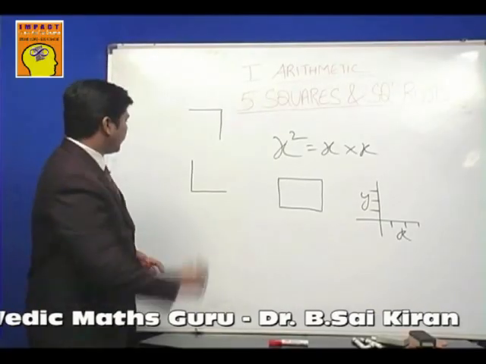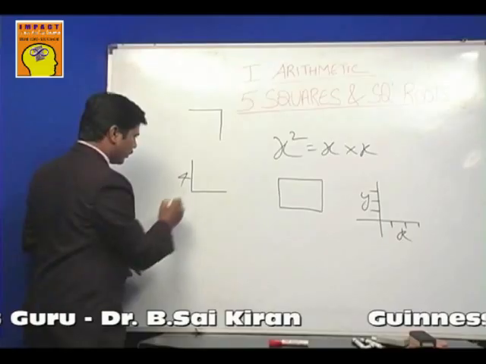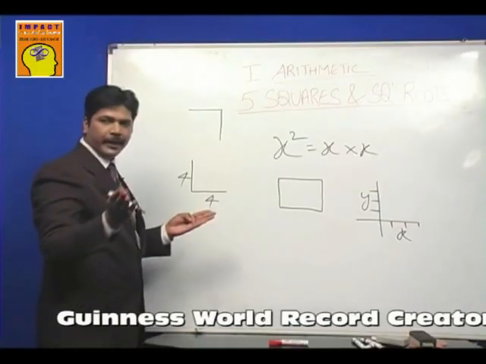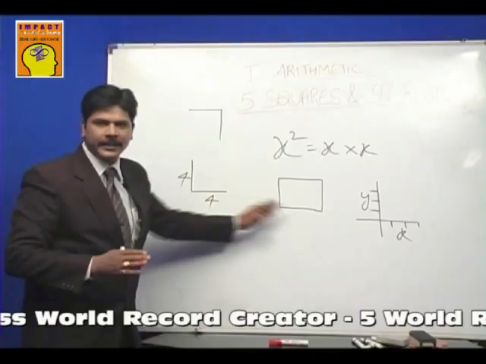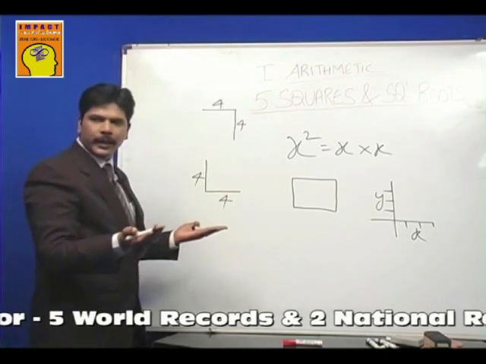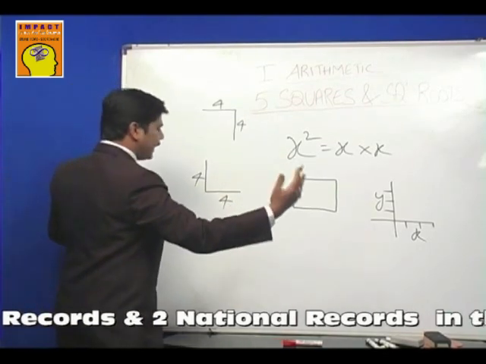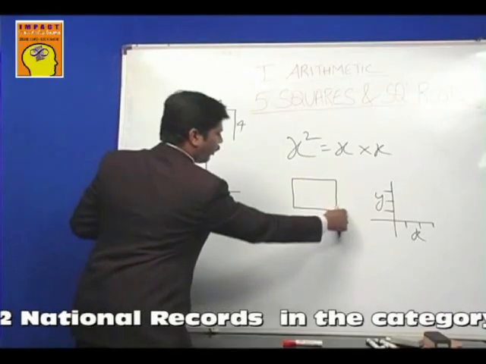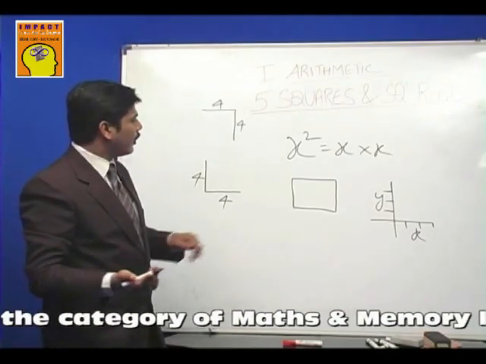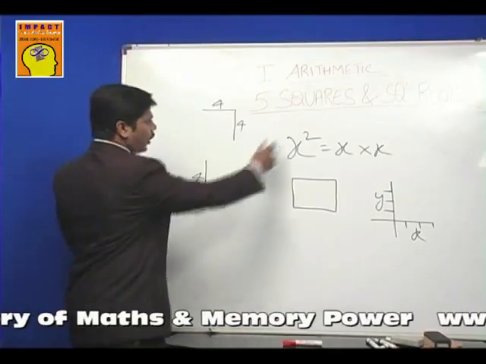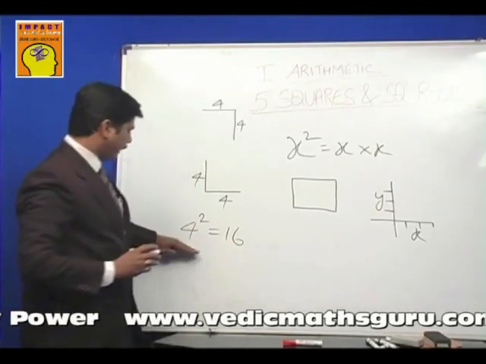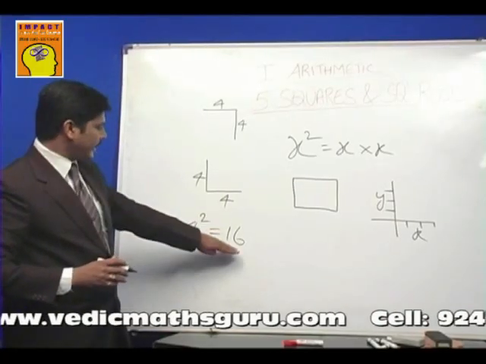See, in a square, if you take this as four units, x and y should be 4. That's the rule, okay? A square means all four sides are equal. And again, this also will be 4, and this also will be 4, right? So when you take side into side and join both together, it forms a perfect square. And what is the area of the square? If you take this as 4 units, 4 square is equal to 16, right? The area of 4 squared will be 16.